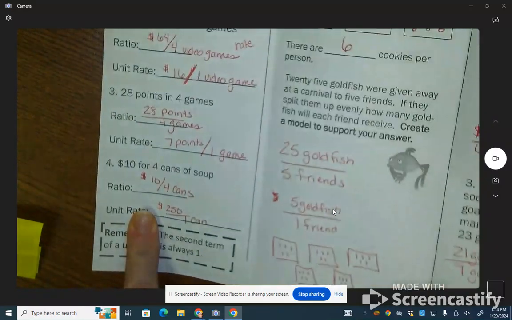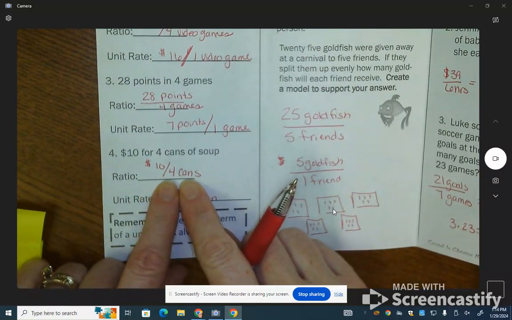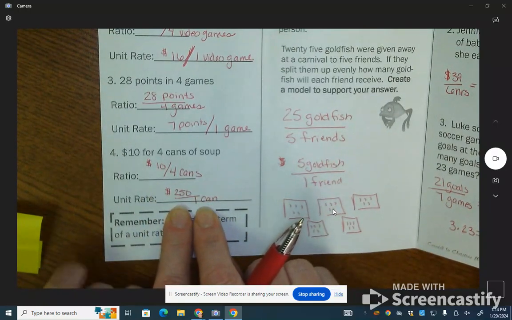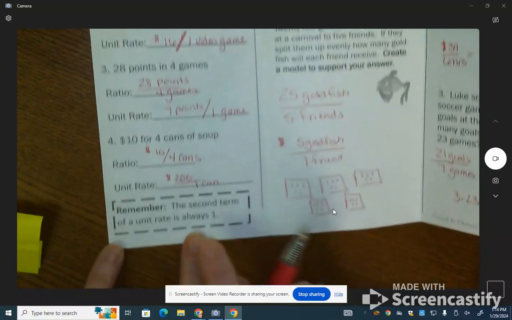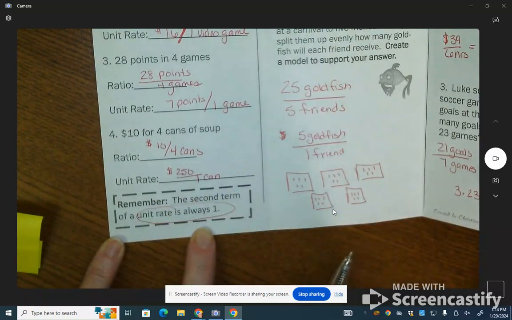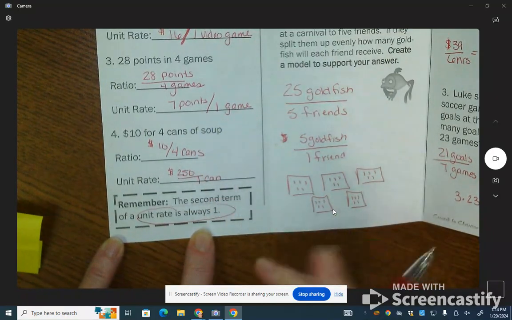$10 for 4 cans of soup. This is money, so it can be a decimal. Here is our rate, $10 for 4 cans. Here is our unit rate, $2.50 per can. Now remember, this is what we're going to talk about all the time. The unit rate is always a 1, $2.50 per can, 7 points per game, and so on.